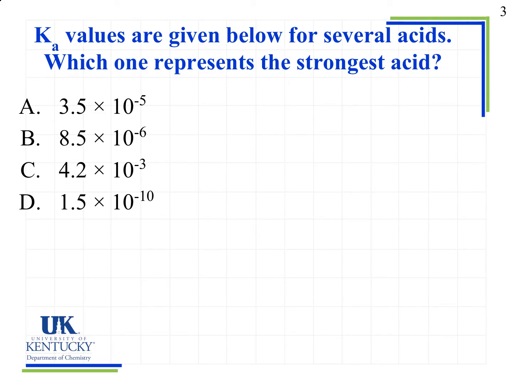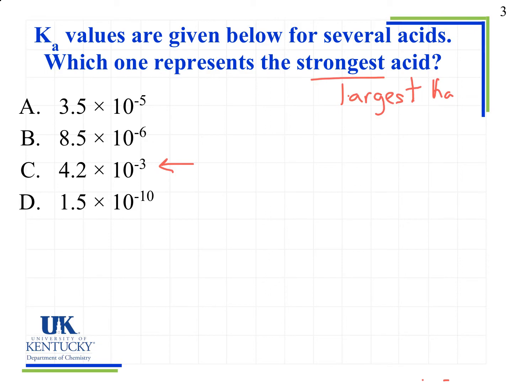So the Ka values are given below for several acids. Which one represents the strongest acid? Remember that for the strongest acid, I want the largest Ka value. And so what I'm looking at is, if I look at these four values, I see that C has the largest Ka value.